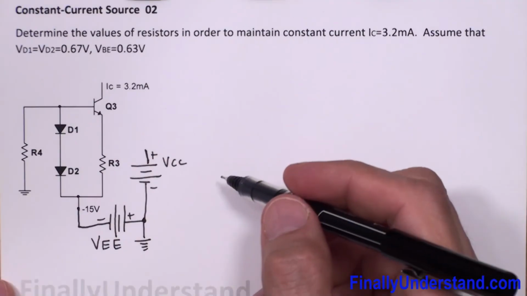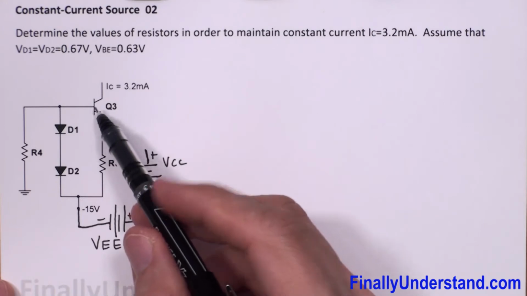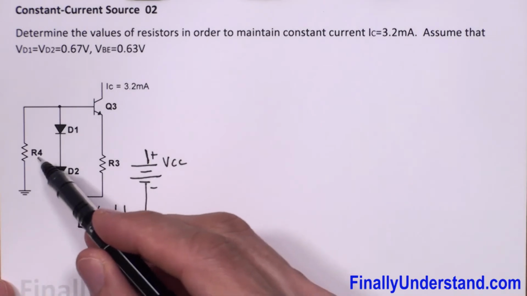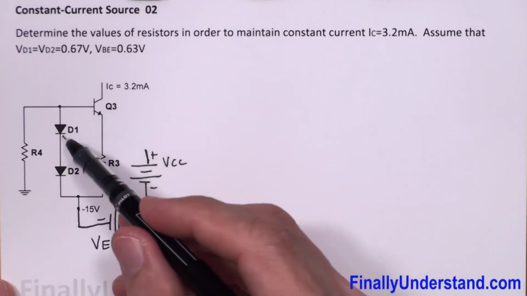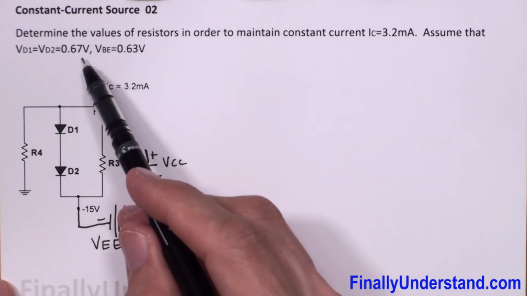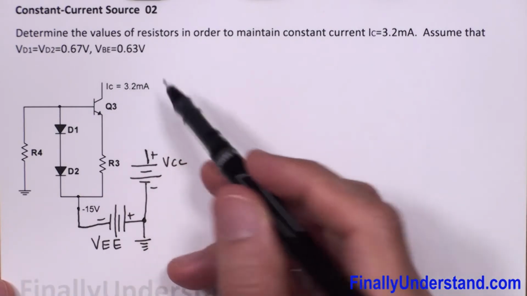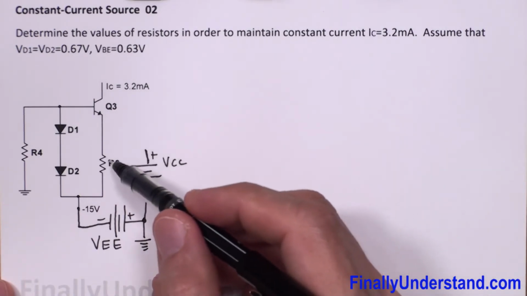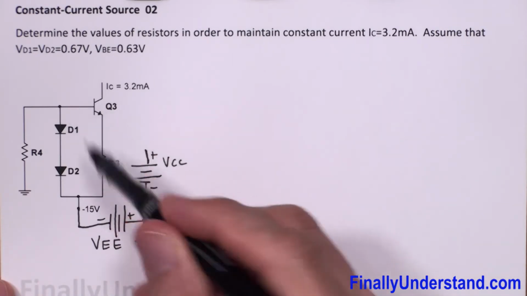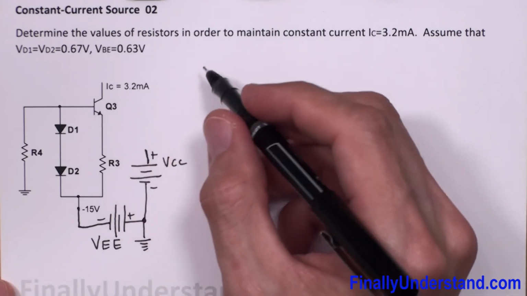Next, I'm supposed to find the voltage at the base of the transistor. Why? Because the voltage at the base of the transistor is going to be equal to the voltage across the resistor, and I know the voltage drops across these two diodes, which is equal to 0.67 volts, and I also know VBE is 0.63 volts, which is going to help me to find the voltage across resistor R3 if I know the voltage at the base. So let's find the voltage at the base first.